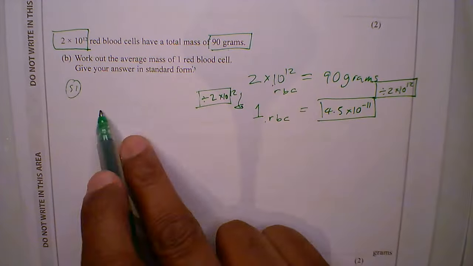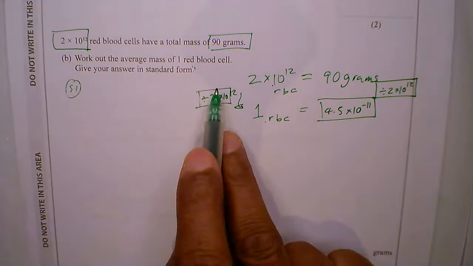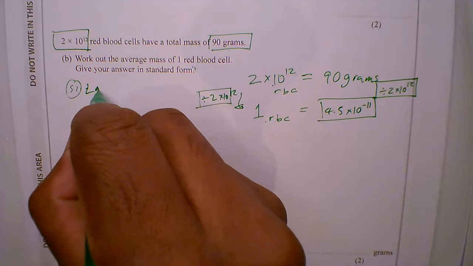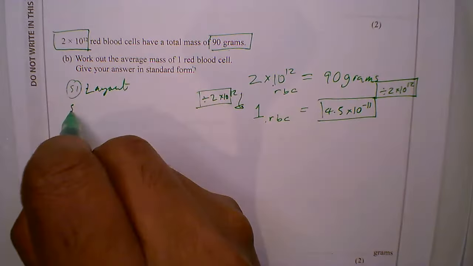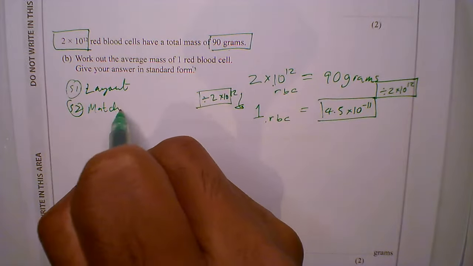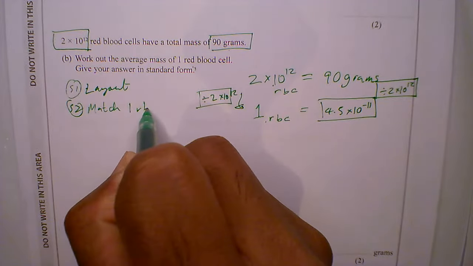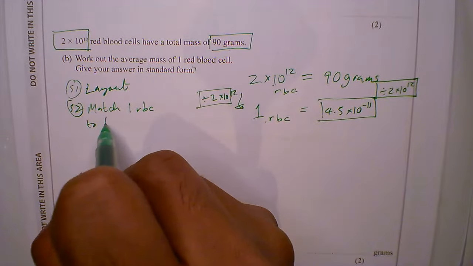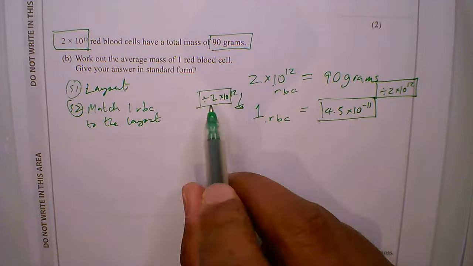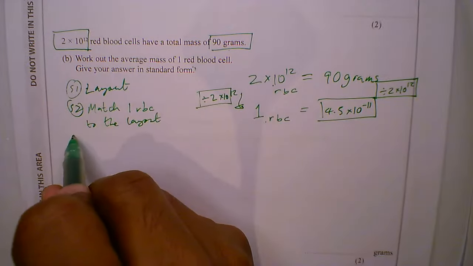All right, so I did start writing out cells. So kind of what we'll do in my layout is step 1 would be my layout, and then step 2 is match one red blood cell to the layout, which is what I did, and then we divide and multiply as appropriate.